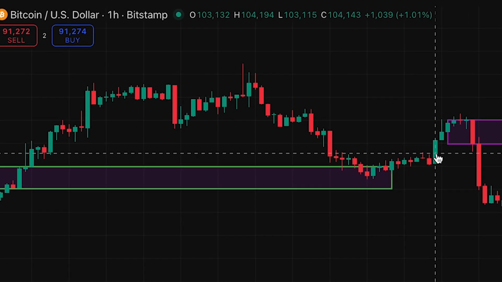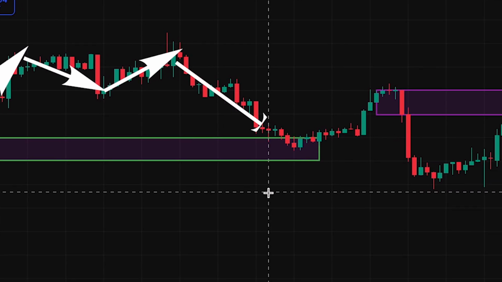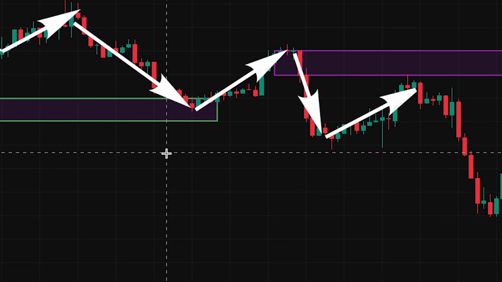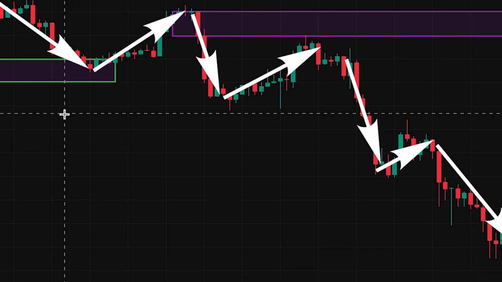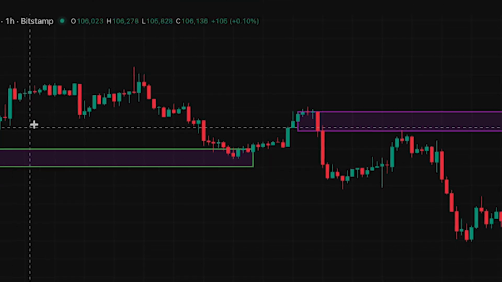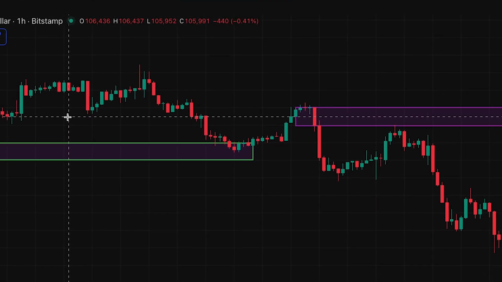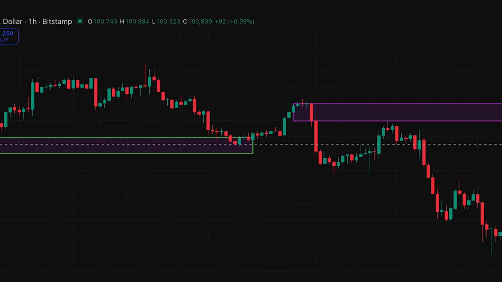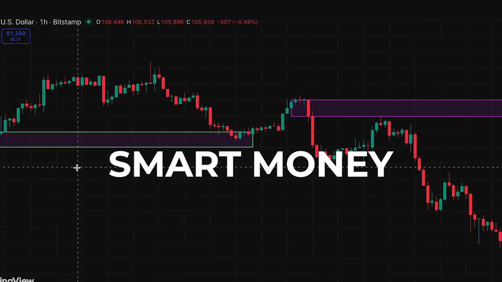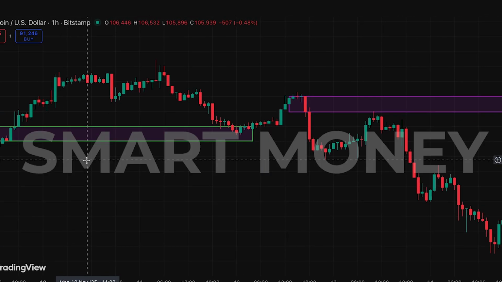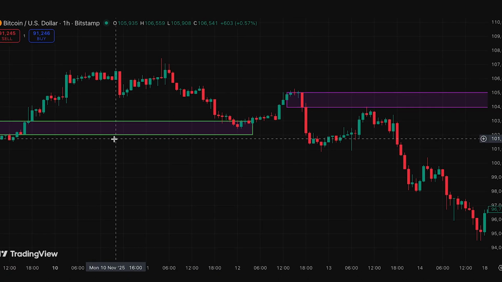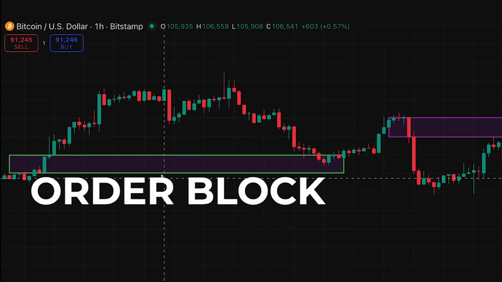When you look at a chart, it may seem as if the price moves chaotically, up, down, with no logic at all. But if you look closer, it becomes clear. Behind these movements are not random trader clicks, but massive flows of capital. This is what traders call smart money, and one of the most powerful footprints these players leave behind is the order block. So what is an order block?